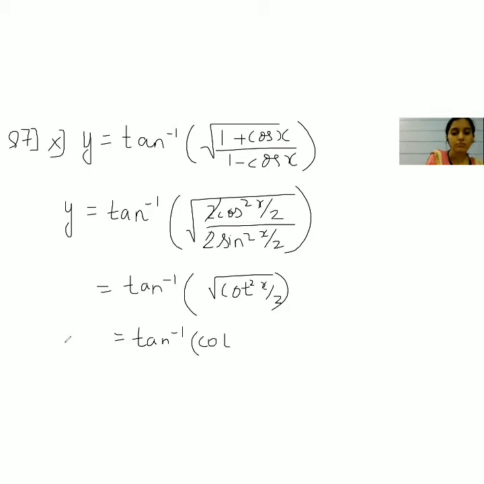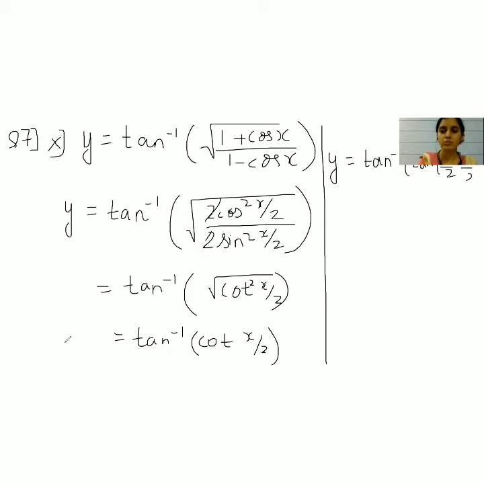cot x by 2. What we have to do is use complementary functions. So we can say y is equal to tan inverse of tan pi by 2 minus x by 2, right? So we'll have y equal to tan inverse of tan will be the angle itself. So my pi by 2 minus x by 2. Now dy by dx. So dy by dx is equal to, the first term is a constant, so 0 minus half. So the answer is minus half.